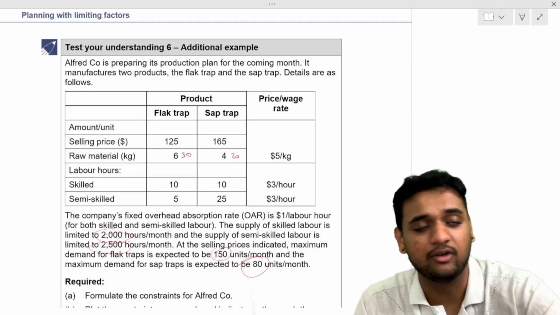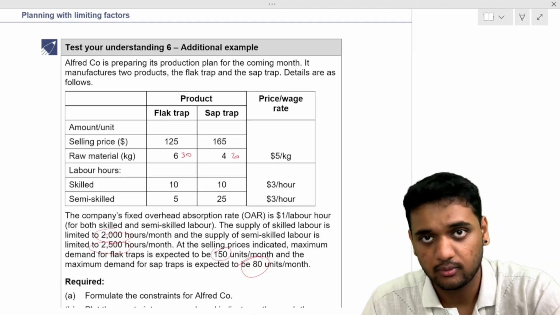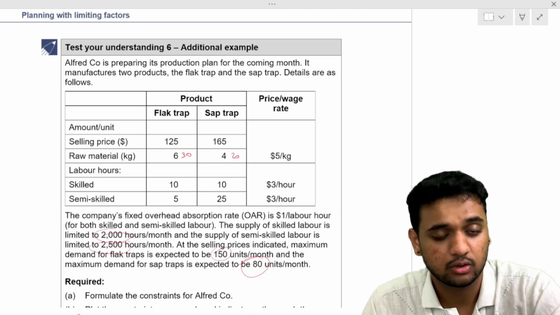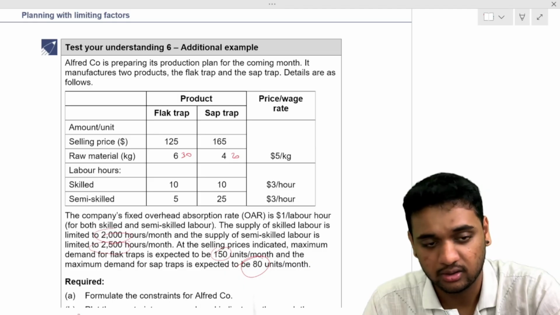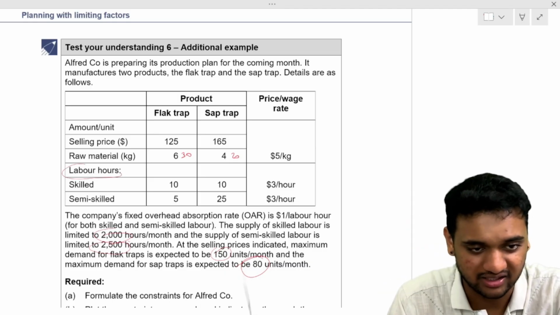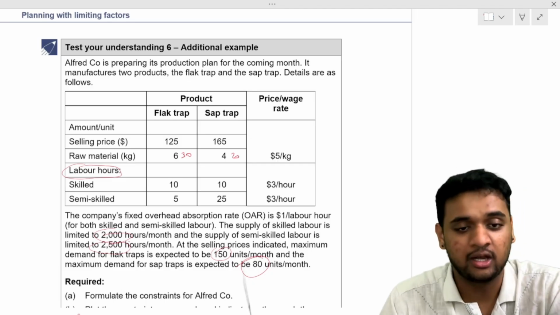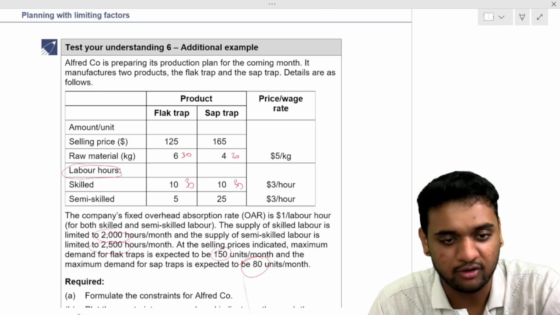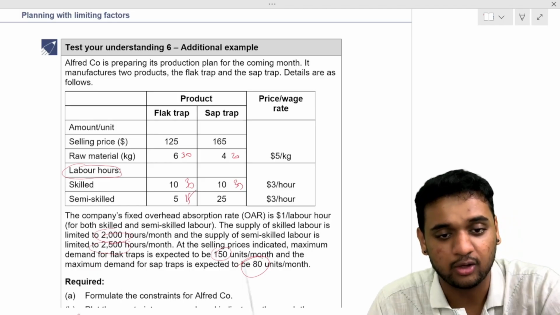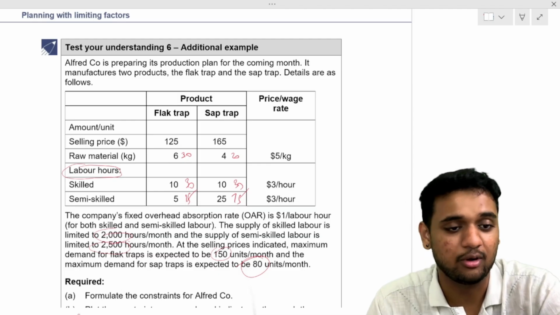Is direct labor given to us? What are the two labors? Skilled and semi-skilled. Is that the amount or what is it? Hours. They clearly gave it as labor hours, it is not amount. So 10 into 3, 30. 5 into 3, 15. 25 into 3, 75. So this is the labor cost.